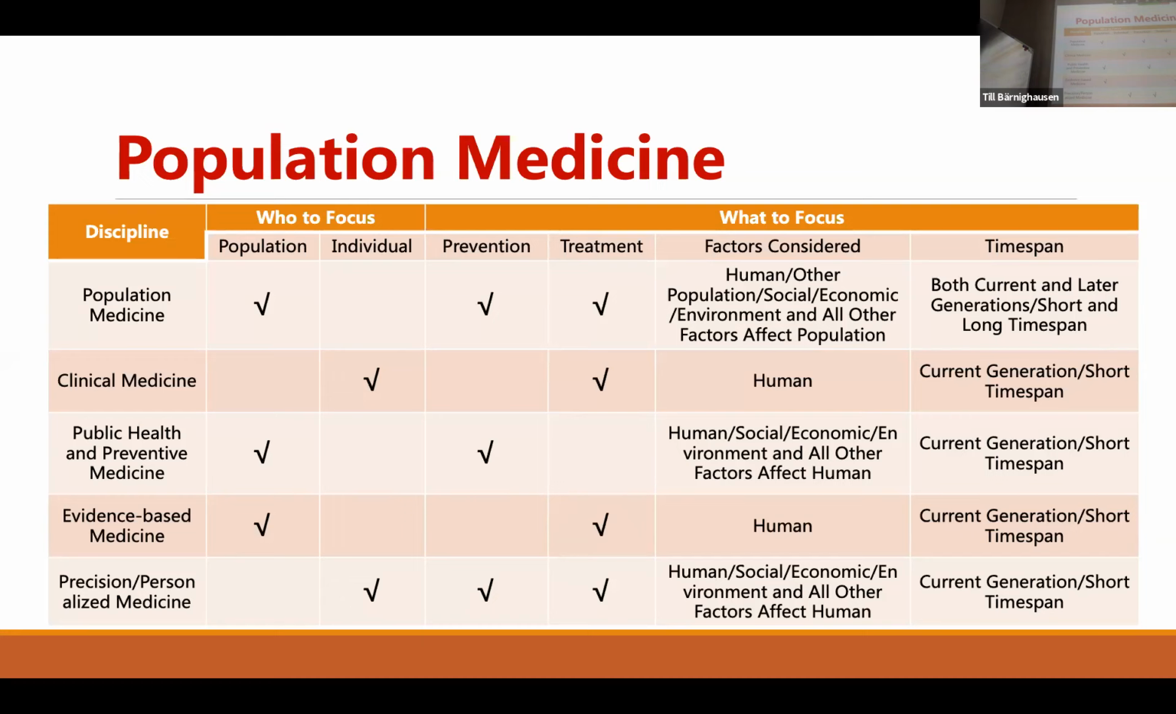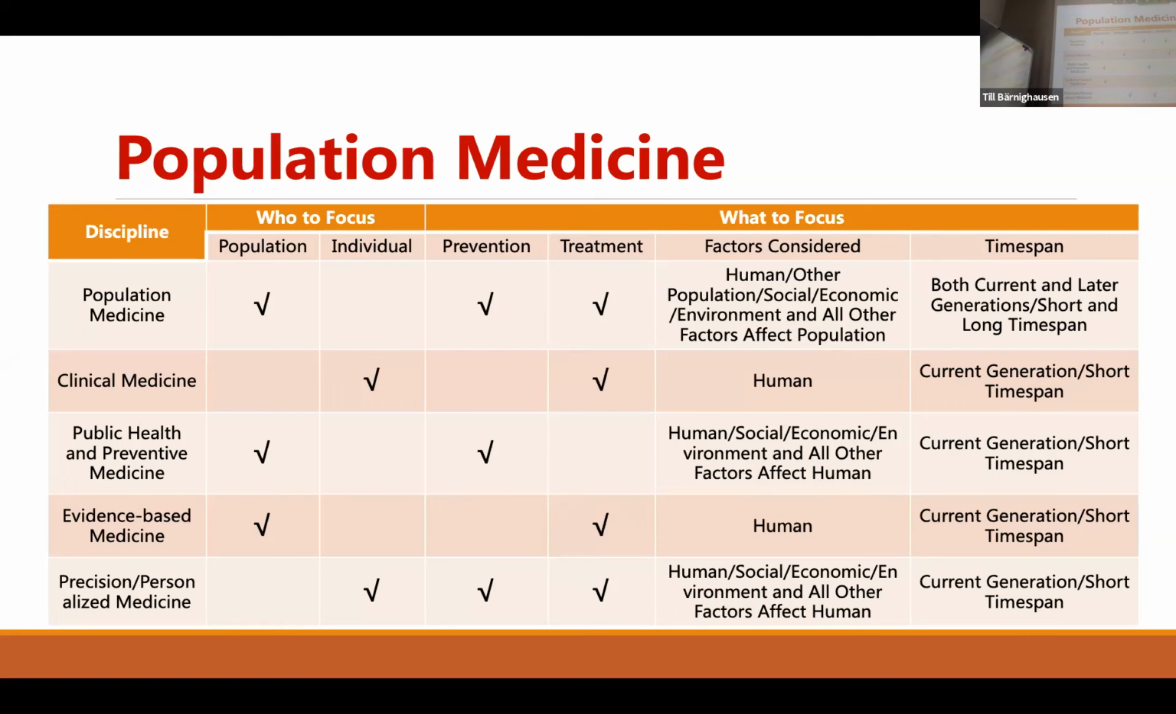I think most of the evidence and literature in clinical medicine, public health, evidence-based medicine and precision medicine focus more on the current generation. I don't think the time span is very long. We focus on the current generation in a short time span, and so we make choices based on the current status.